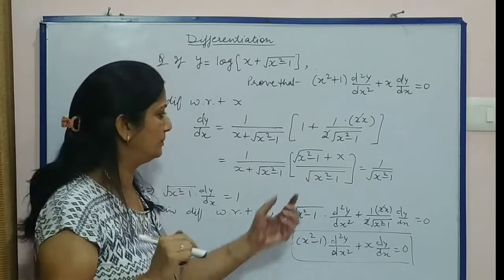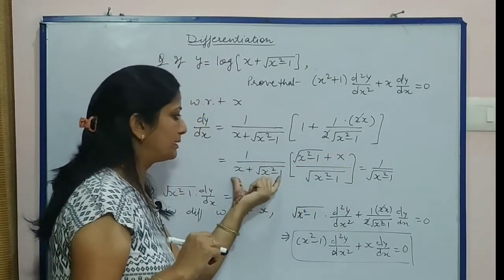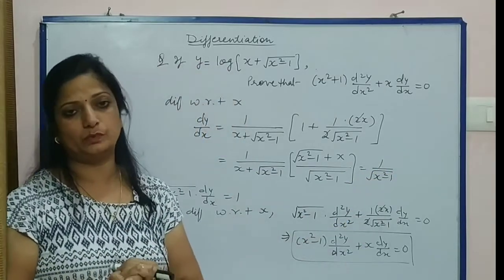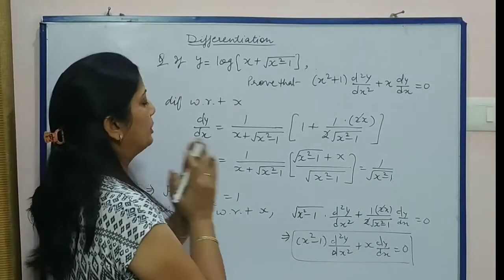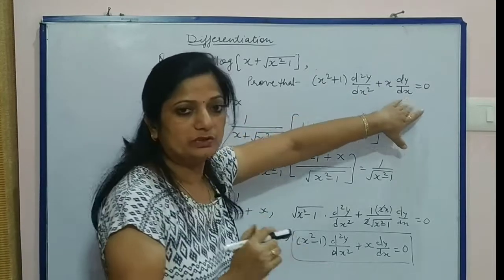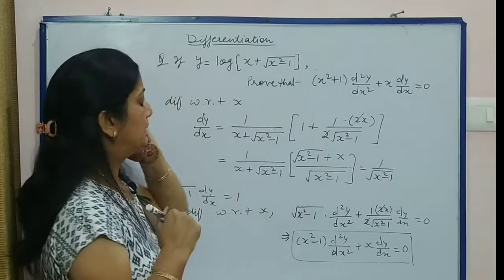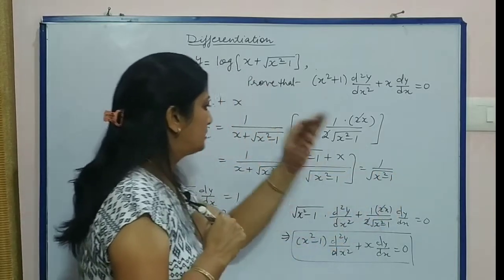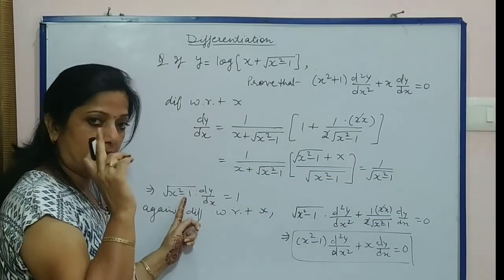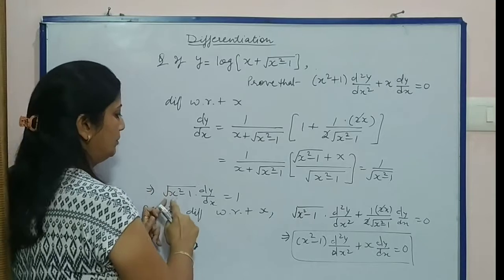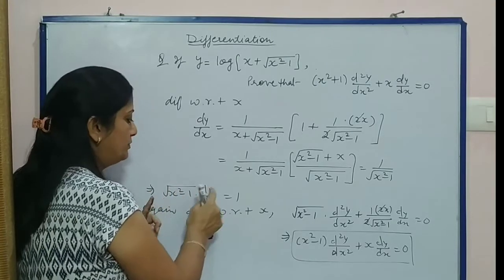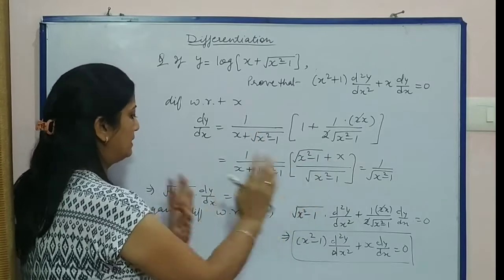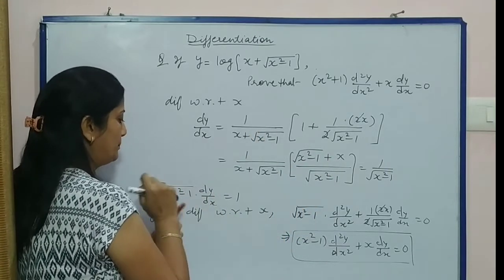Now this complete factor cancels out. We have only 1 upon under root x square minus 1. When we prove these types of equations in the second derivative type, from here this denominator transfers to the LHS. Then we differentiate by product rule. First we differentiate this term, we will get the second derivative. Then in the second term we differentiate this term.